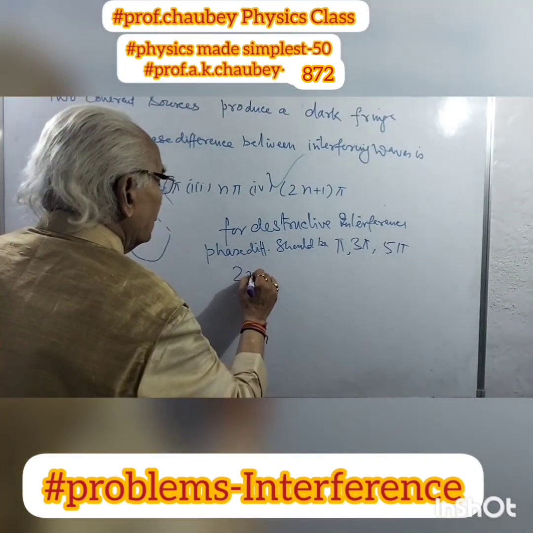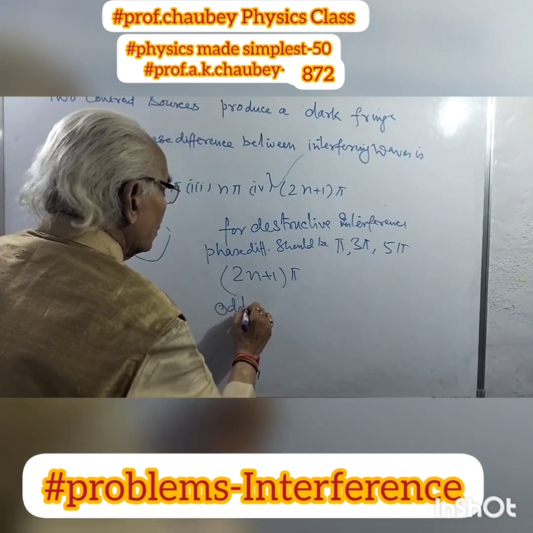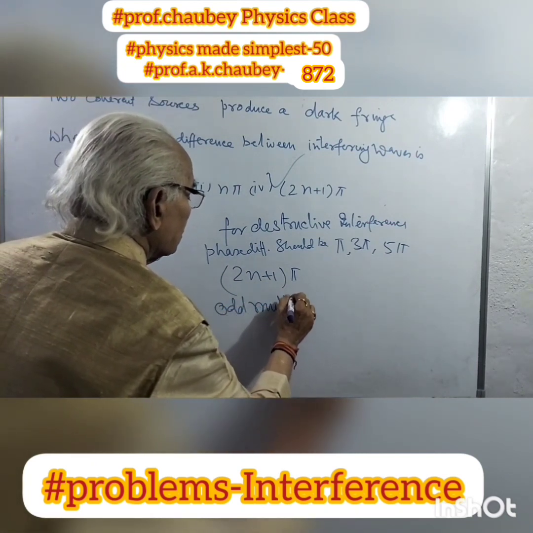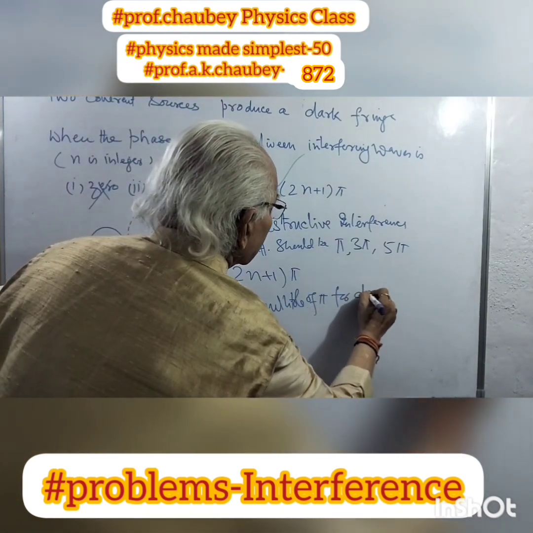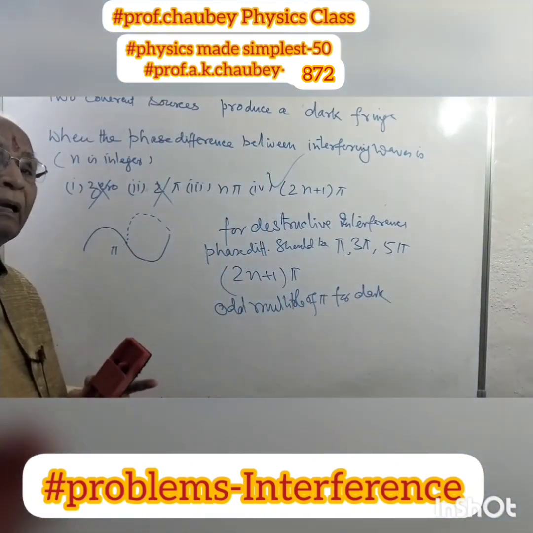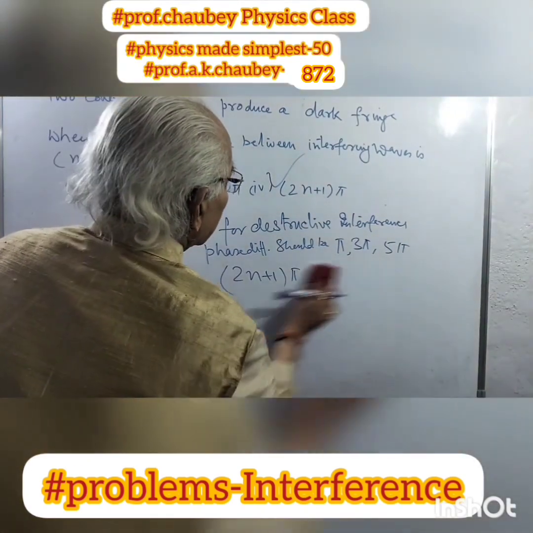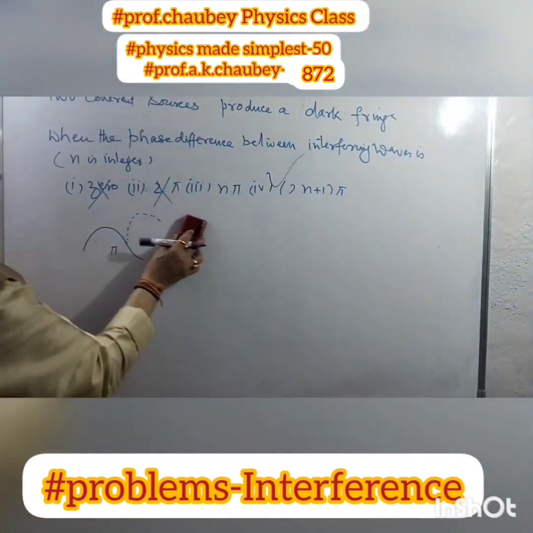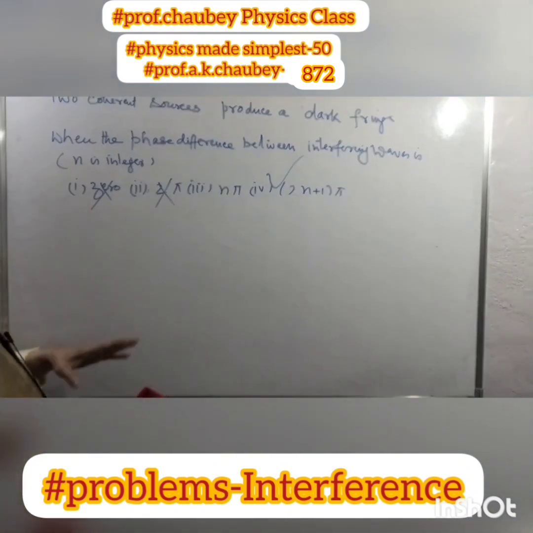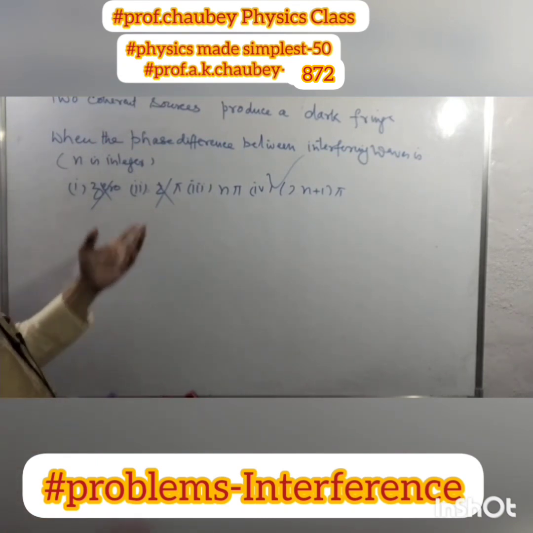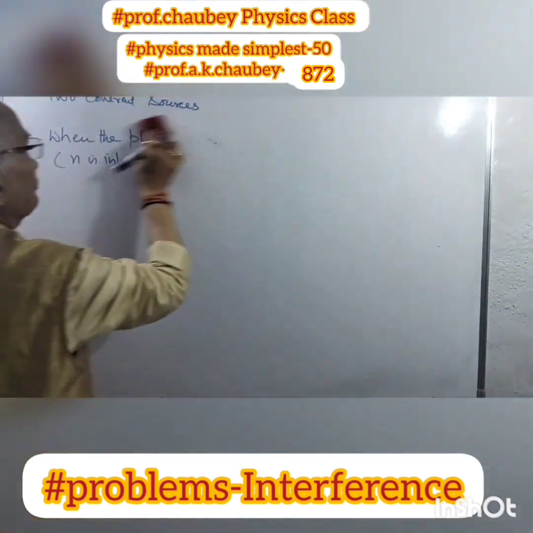We got (2n plus 1) pi, an odd multiple of pi for dark, and an even multiple of pi for bright. So this is the answer. You should understand what the meaning of dark fringe is. That is the destructive interference. It means both waves are in opposite phase, just opposing each other, so that the amplitude becomes 0.